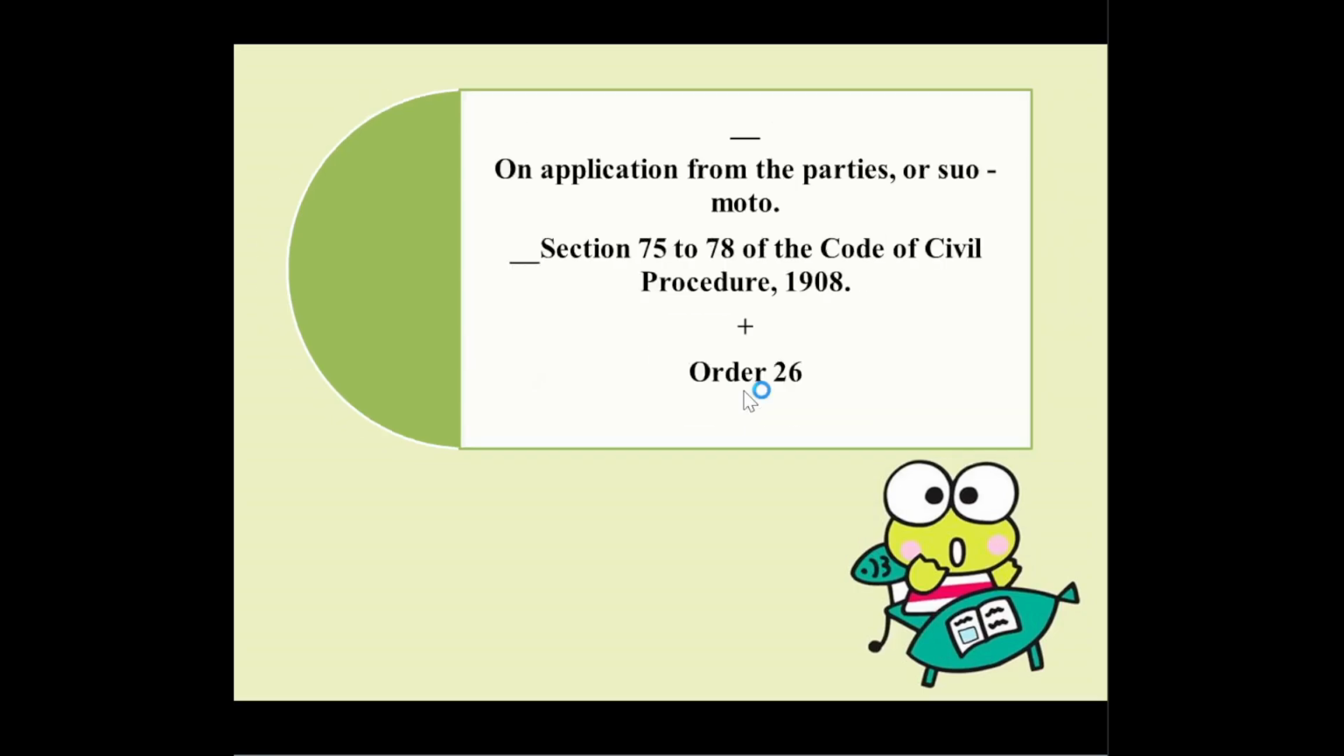So now the court may take cognizance either on the application of the parties if they wish the court to issue a commission, or it may even be on the own initiative, on the own motion of the court. Section 75 to 78 of the Code of Civil Procedure deals with the commission. And for more elaborative study, we have to discuss Order 26 of the code also.